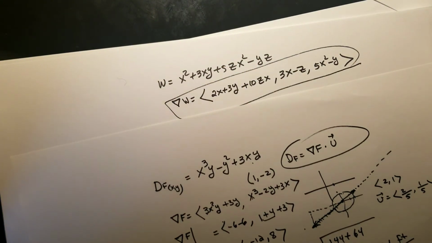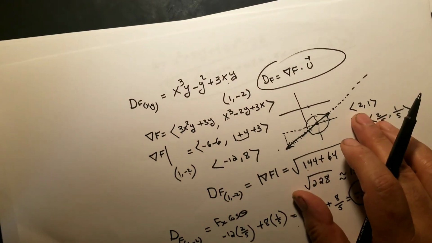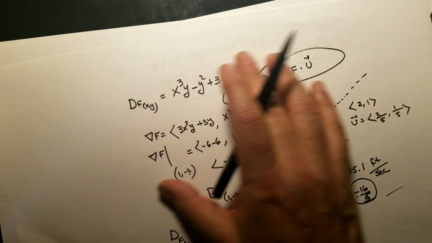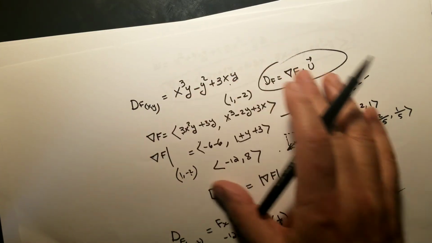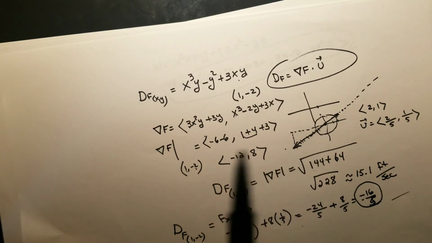And that's the end of the video. In the next video, I'm going to talk more about the gradient and how the gradient can be used to write the equation of a normal line and the equation of a tangent plane, and what the relationship is between the gradient and the surface itself.